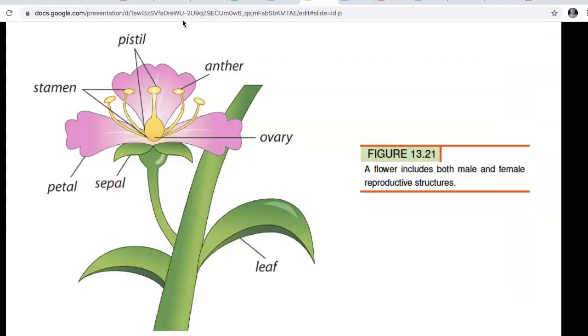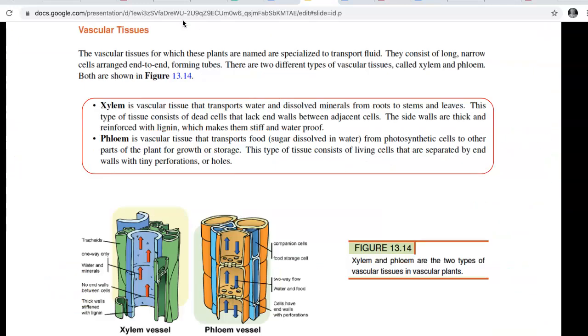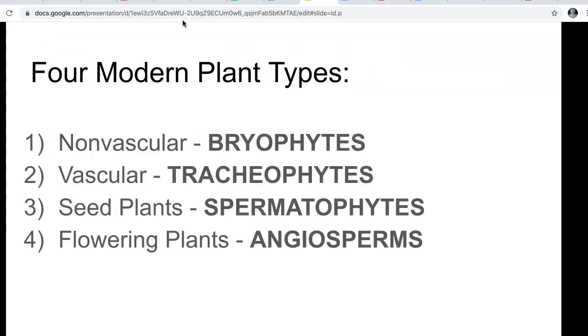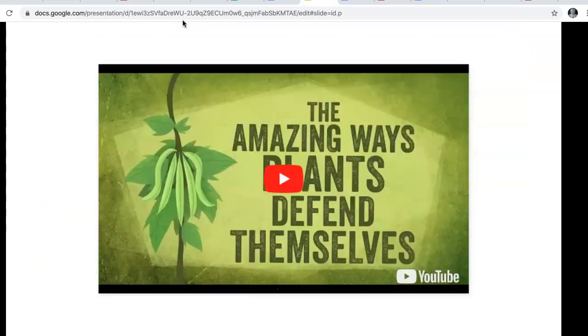So I'm just going to go back here real quickly. As you can see, I've tried to highlight areas that are important for you. Remember that this video, The Amazing Ways Plants Defend Themselves, will lead off our quiz on Friday.